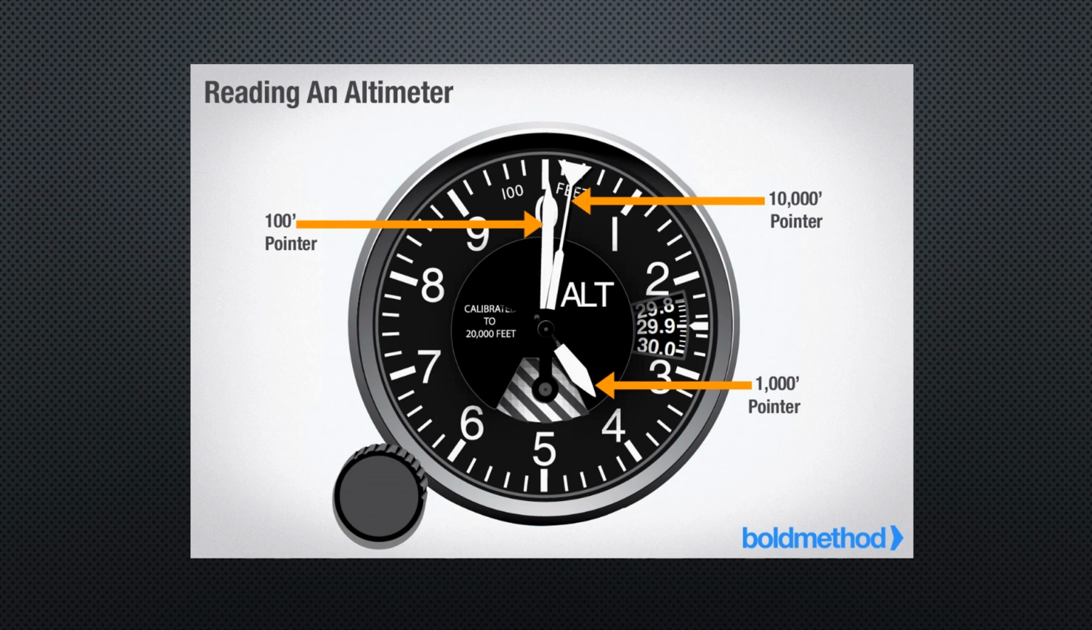The long needle with an inverted triangle at the top indicates 10,000. The short needle indicates 1,000, and the medium length needle indicates 100. This is an accurate method of reading an altitude when the temperature and pressure is constant, but that is not always the case.